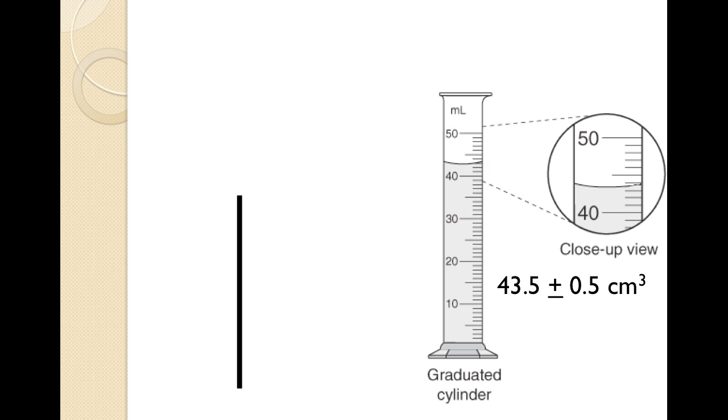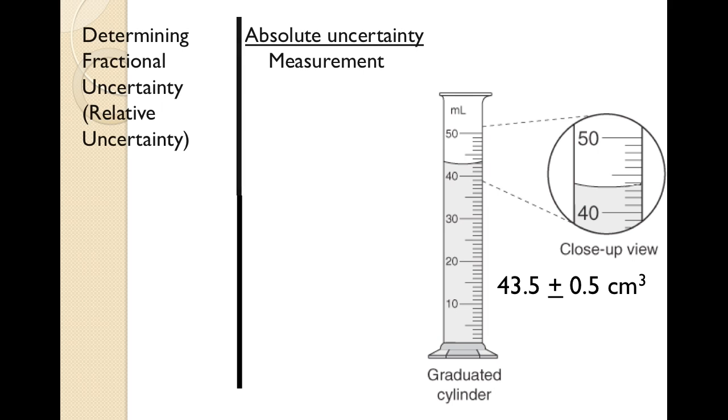Going back to our graduated cylinder, now that we know how to determine absolute uncertainty for analog devices, I want you to determine fractional uncertainty, also known as relative uncertainty in your chemistry classes. In order to determine the fractional uncertainty, all you need to do is take the absolute uncertainty and divide it by the measurement that you have gotten.